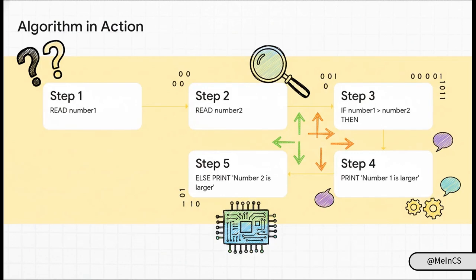And here's a super simple example of that logic in action. If you want to compare two numbers, the steps are pretty straightforward, right? First, get the first number. Second, get the second number. Then, check if the first one is bigger. If it is, say so. If it's not, then say the second one is. This clear, unambiguous logic is the foundation of all software.